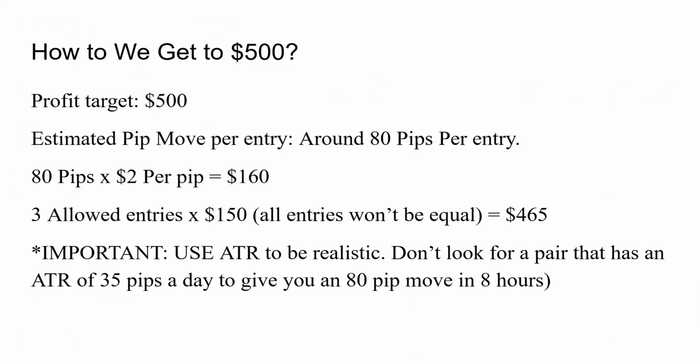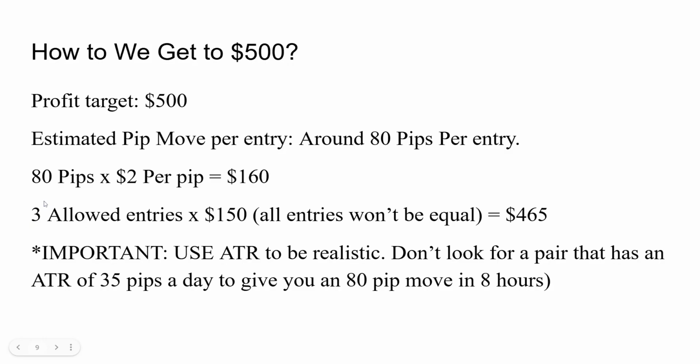All right, so here's how you figure that out. First off, you've got to know where you want to get. So you want to make 500 bucks. How many pips does your pair need to move in order to get that? We'll just say around 80 pips. In this case, it's not going to be a perfect 500. Rarely is anything perfect. So if a pair moved 80 pips and we were getting $2 per pip, that would be $160 per entry, and I can take 3 entries.